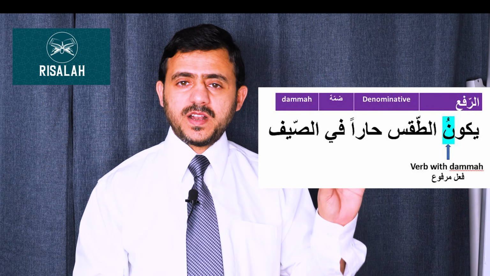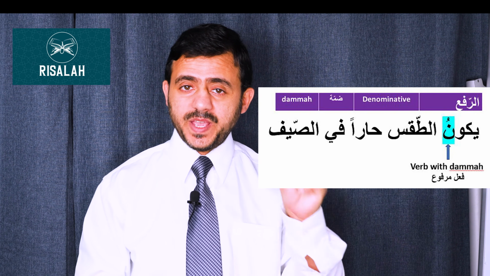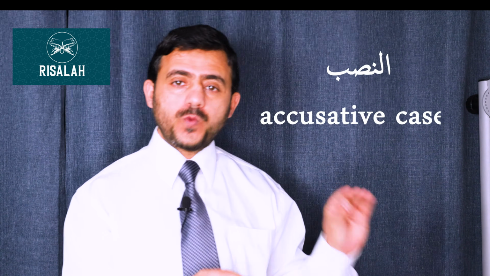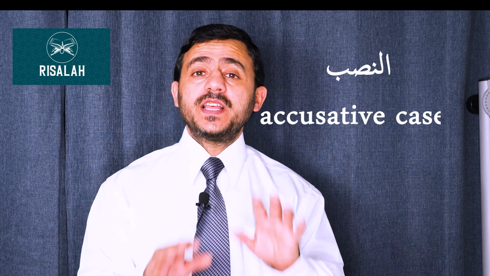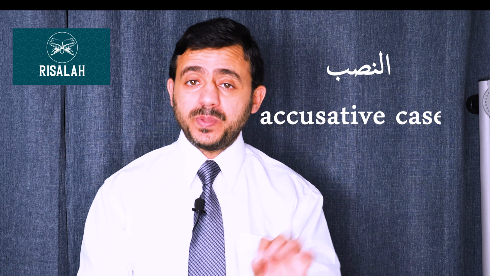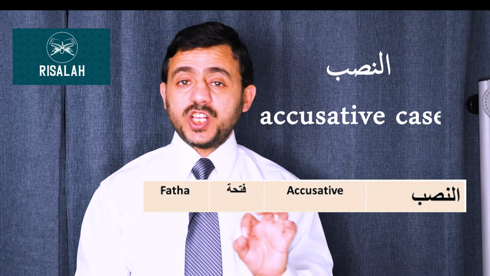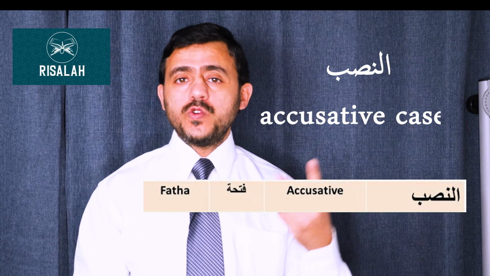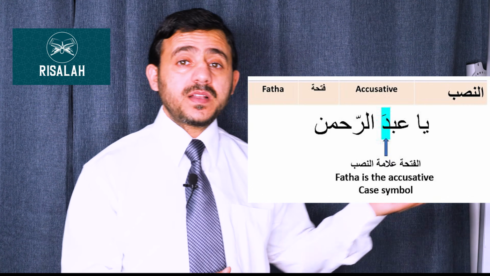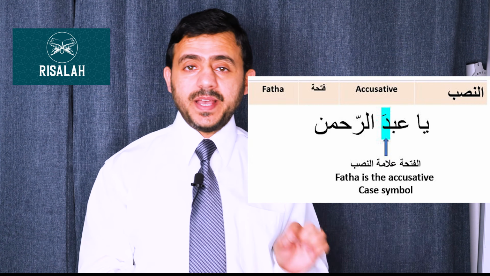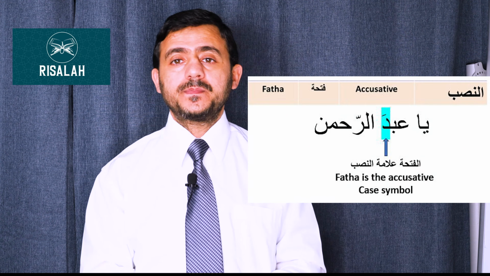يكونُ الطقسُ حارا في الصيف. يكونُ: the verb ends with dhamma. The second terminology for the word that ends with fatha or double fathas is called the accusative case, النصب. النصب means that the word will end with fatha or double fathas. So when I say يا عبدَ الرحمن, the word عبد ends with fatha. Now, this one is also shared with the verbs.